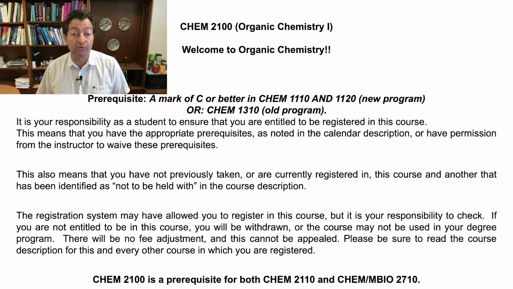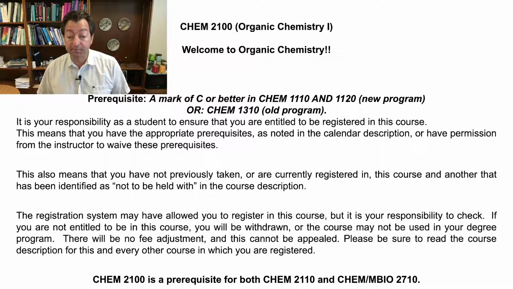Aurora may have allowed you to register, but if it gets to the end and you're not properly meant to be in this course, you won't get credit for it as well. And there'll be other courses that say not to be held with. So for example, if you've taken and passed the old Chem 2210, you're not allowed to be in this course and take it for credit.